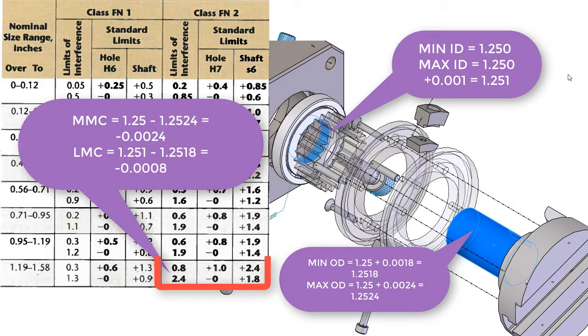The limits of interference are negative values because this is an interference fit. The minimum interference is 0.0008, and the maximum interference is 0.0024 inches.